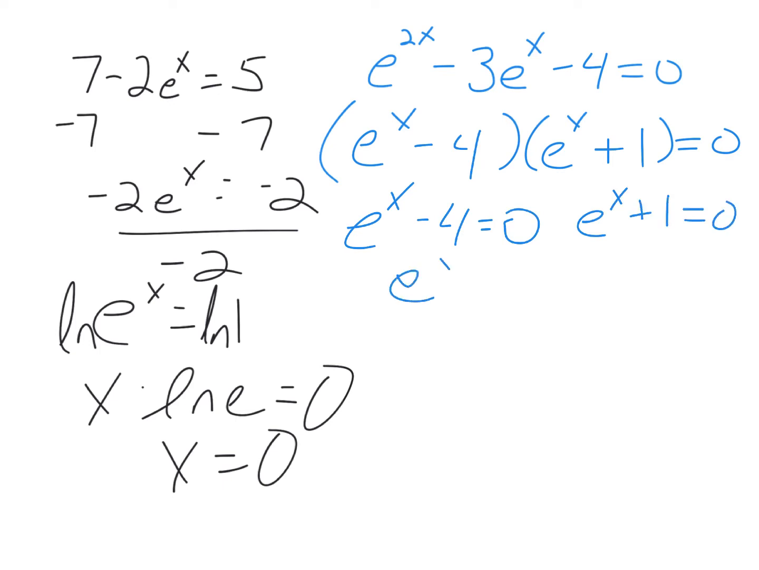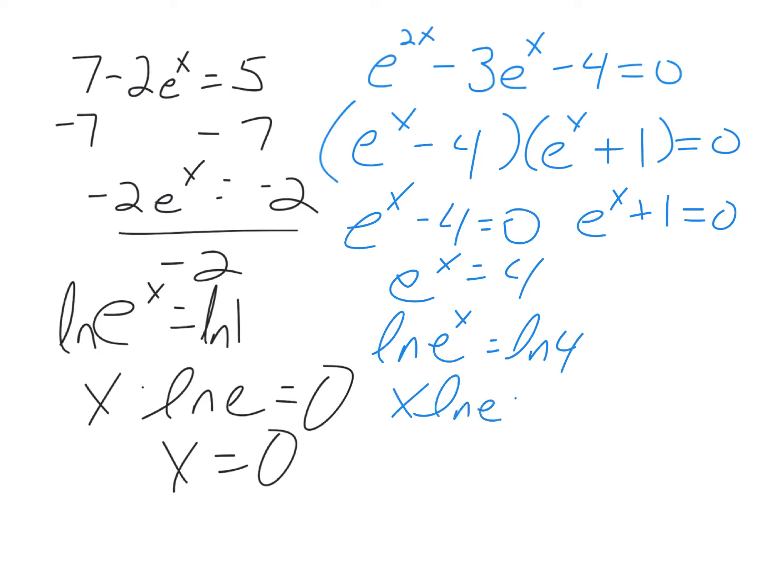And then isolate them. You get the ln of e to the power of x equals the ln of 4. Bring the x up front. And x is equal to whatever ln of 4 is, which I can tell you is approximately 1.39.